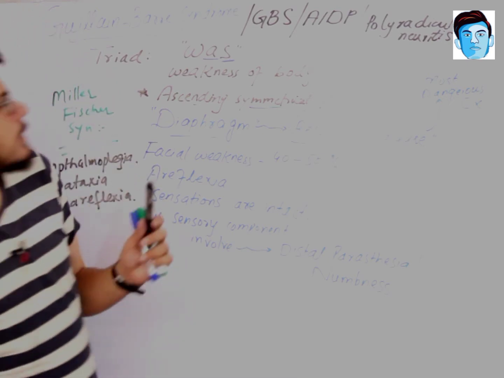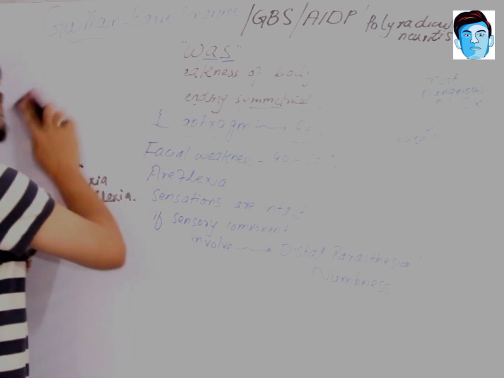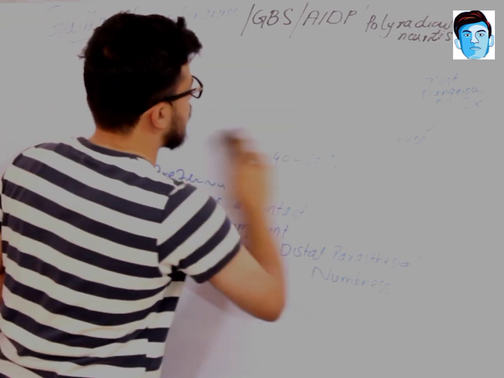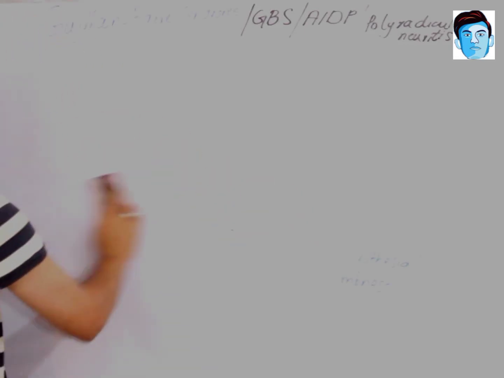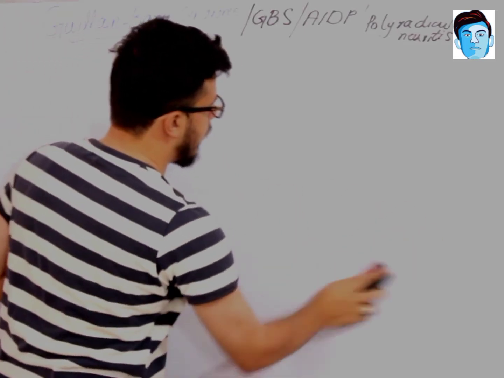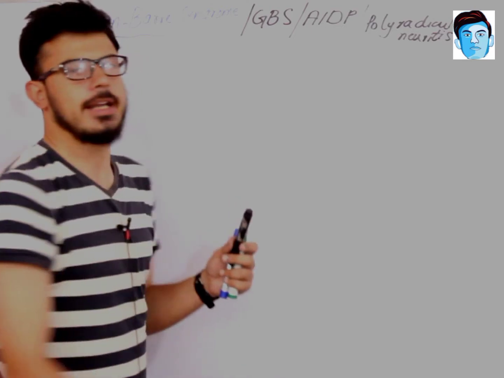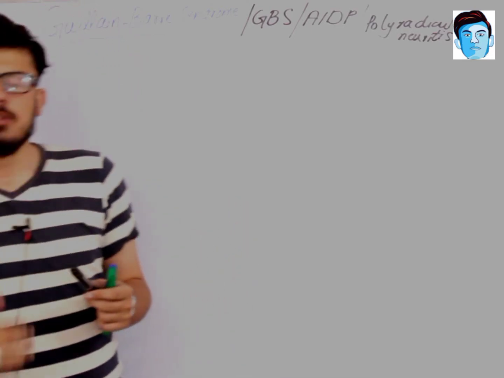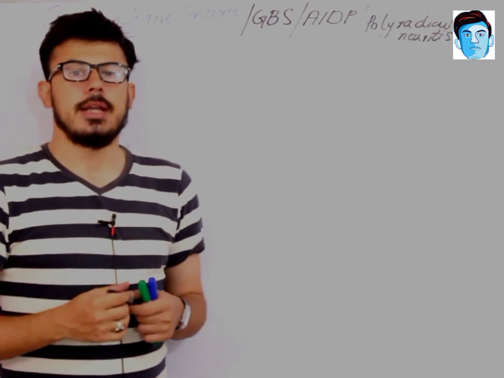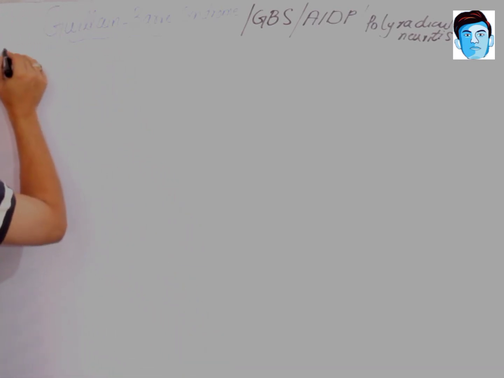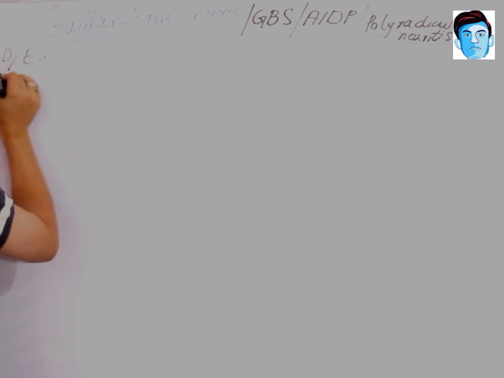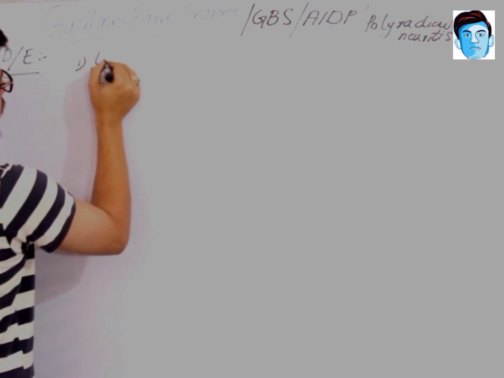Now let's discuss the diagnostic evaluation. What is the most important and best initial test in case of GBS? The best initial test is lumbar puncture. So let's discuss the diagnostic evaluation. The best initial test is lumbar puncture.